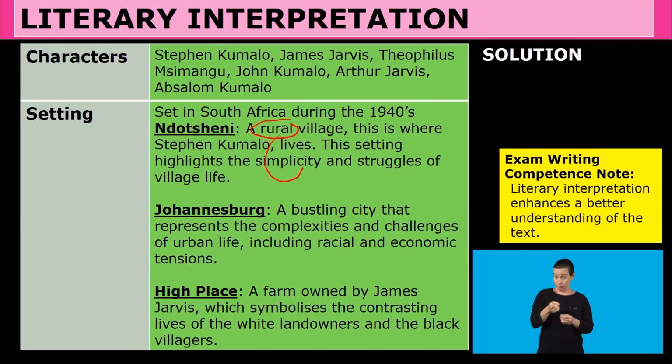As opposed to, now look at the following, Johannesburg, a bustling city that represents the complexities and challenges of urban life. Now remember, look at the contrast where your rural village is the simplistic, close-to-earth way of living, and then Johannesburg has the complexities and the challenges of urban life. So see the contrast of the rural village as opposed to urban life. Then High Place. This is a farm owned by James Jarvis, which symbolizes the contrasting lives of white landowners and the black villagers. So let's move on.